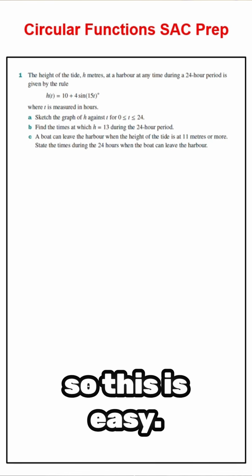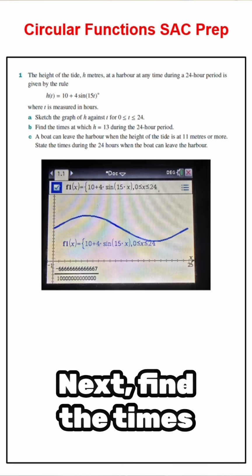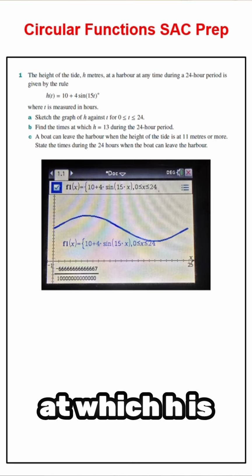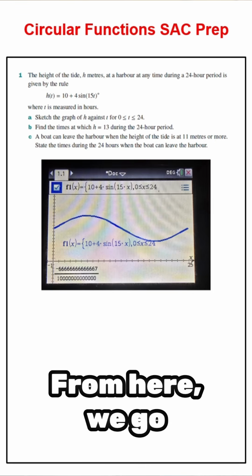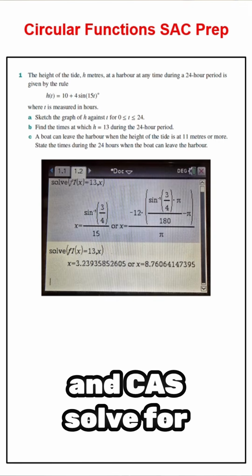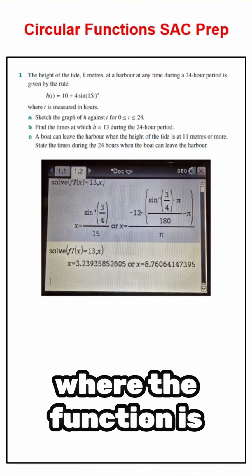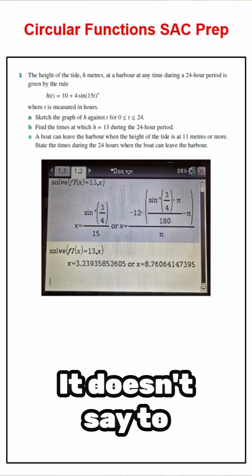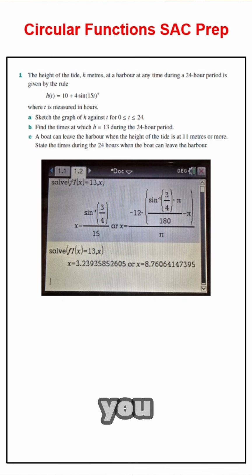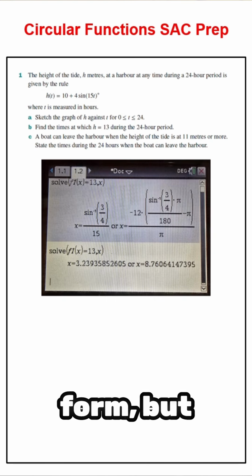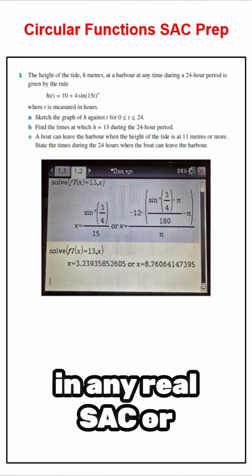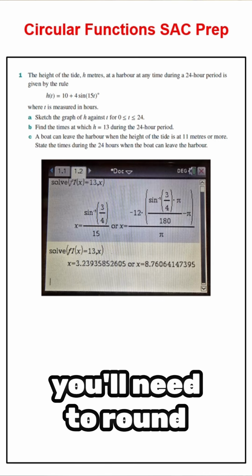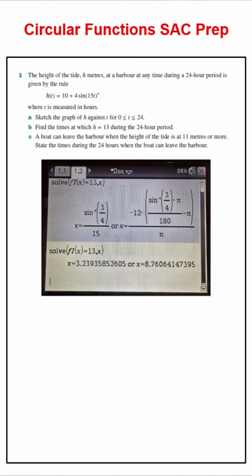You have a CAS, so this is easy. Next, find the times at which h is equal to 13. From here, we go to the calculator tool and CAS solve for where the function is equal to 13, since h is the y value. It doesn't say to round, so technically you need to give the exact answer form, but in any real SAC or exam, it's highly likely you'll need to round to something like 2 decimal places.